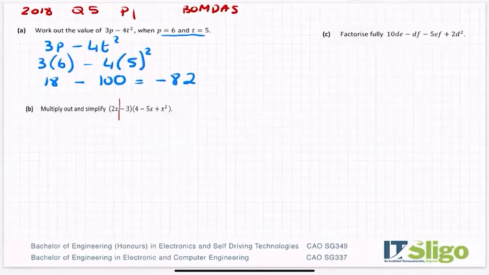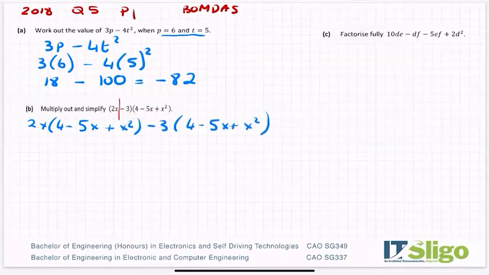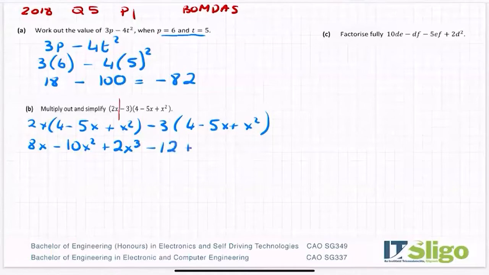So if I split this, it is 2x by everything in the second bracket. And then I go back for the minus 3 also by everything in the second bracket. So 2x by 4, 8x, 2x by minus 5x is minus 5 2s are 10x squared. 2x by x squared is 2x cubed. Minus 3 by 4 is minus 12. Minus by minus is a plus. 3 5s are 15x. Minus by plus is a minus 3x squared.